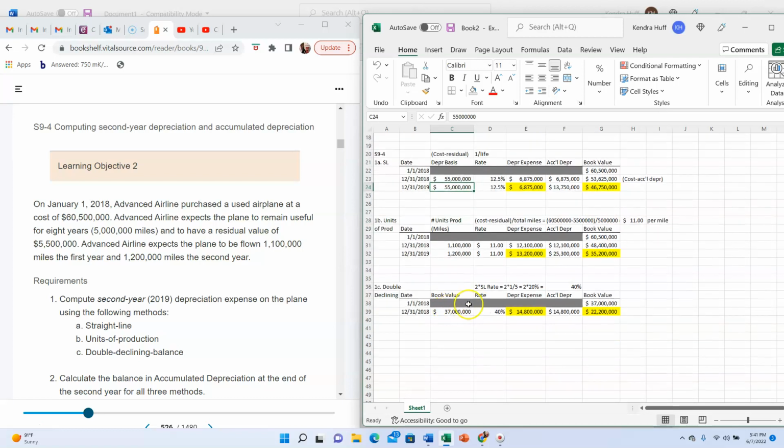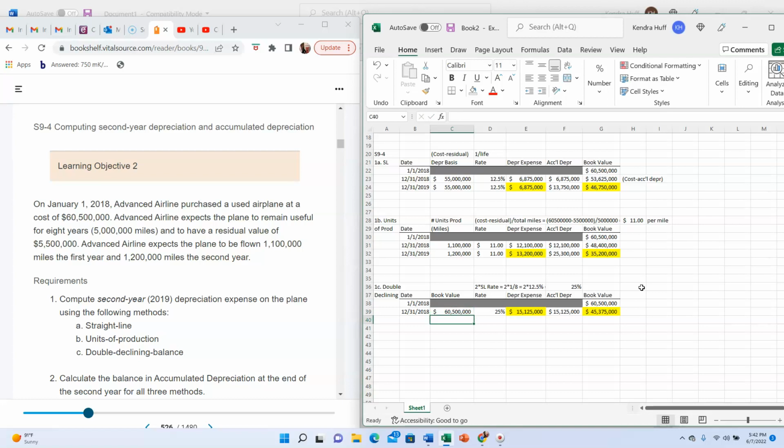And then the last one is double declining. So in this case, the rate is 2 times the straight line rate. The straight line rate is 1/8. So 2 times 1/8. So 2 times 12.5%. And it's 25%. So this is going to be 25. All right, my original cost is $60,500,000. That book value comes over here for the first year.